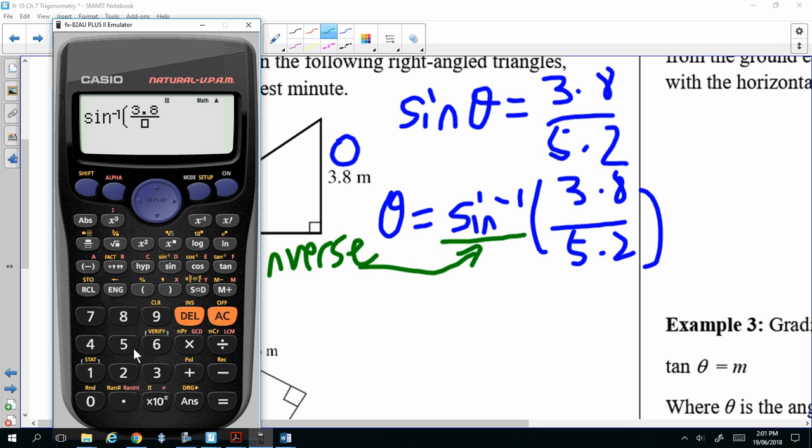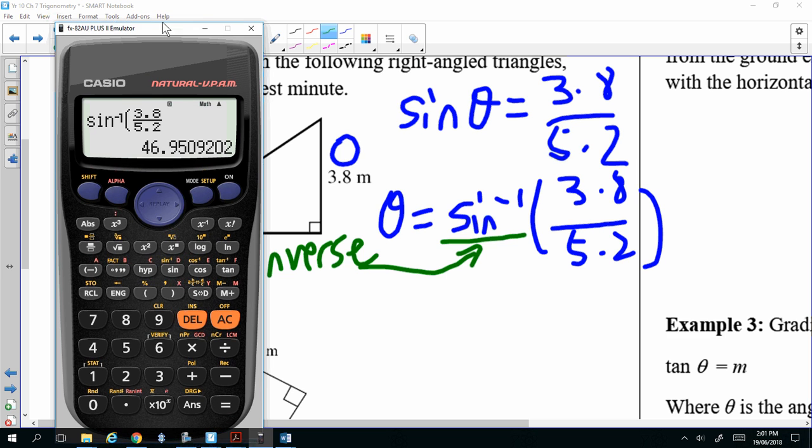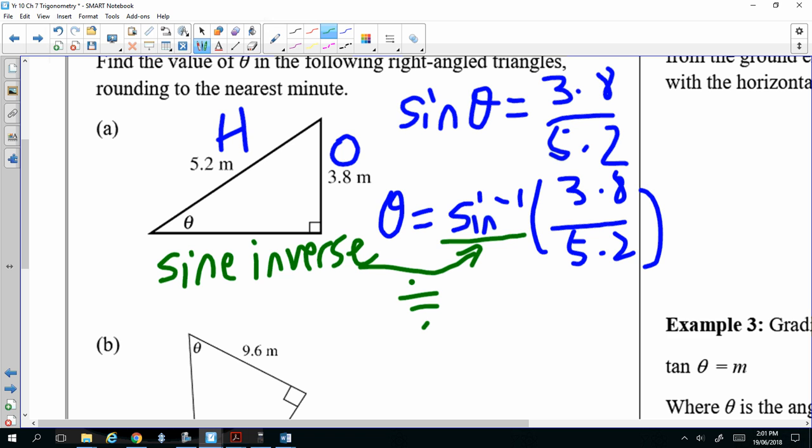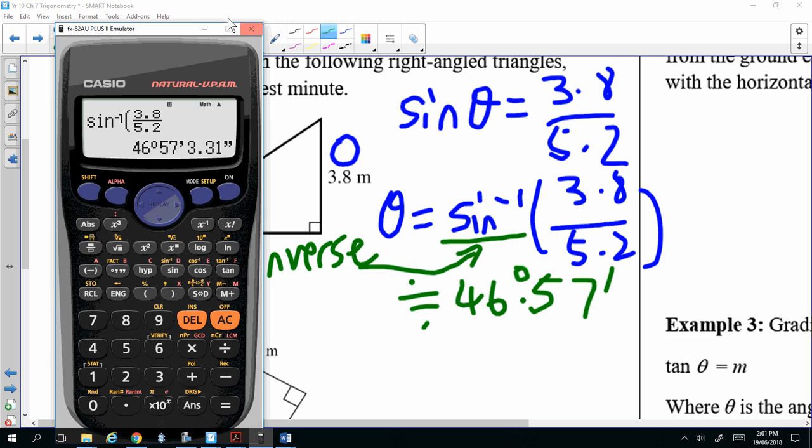That's equal. Now the question asks you to find the angle to the nearest minute. This is in degrees, so to get minute, press this button, like that. 46 degrees, 57 minutes. Let me see, 57. Okay, any questions? So it's pretty easy to do.